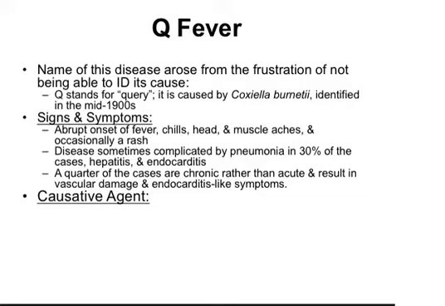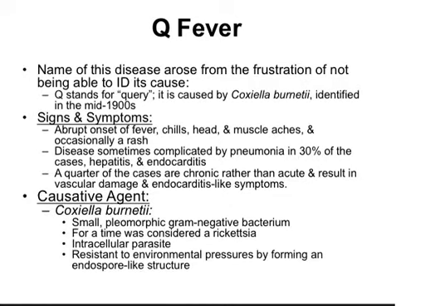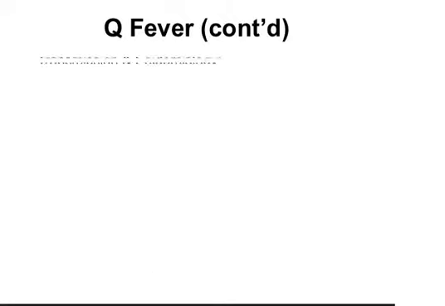In 30% of cases, we also see hepatitis and endocarditis. A quarter of the cases are chronic rather than acute and result in vascular damage and endocarditis-like symptoms. The causative agent, Coxiella burnetii, is a small pleomorphic gram-negative bacteria. For a time it was considered a rickettsia. It is an intracellular parasite resistant to environmental pressures by forming an endospore-like structure.